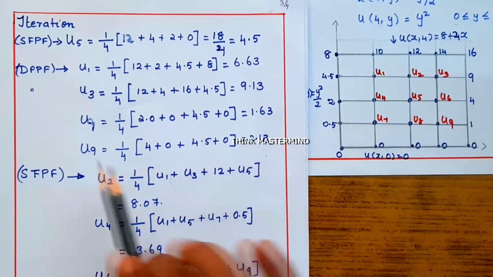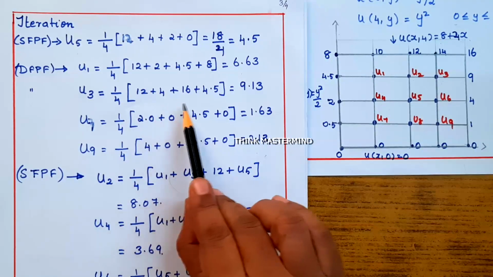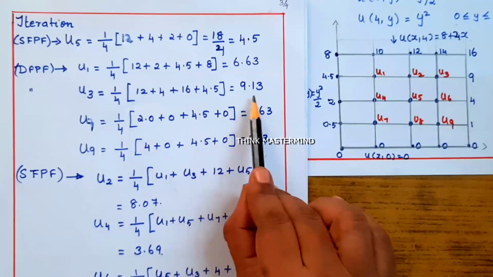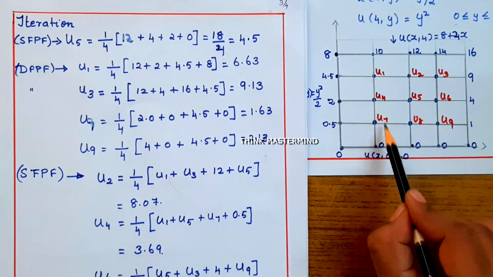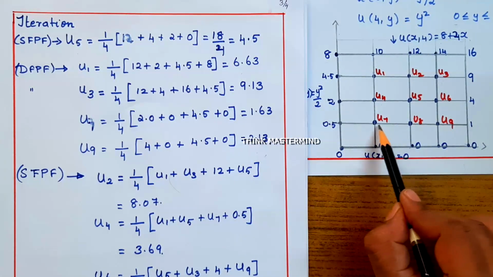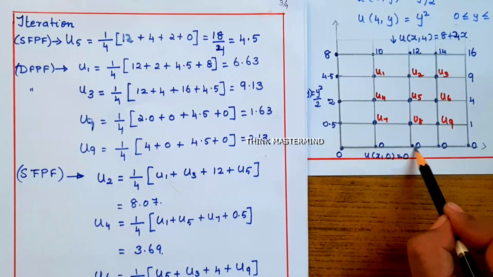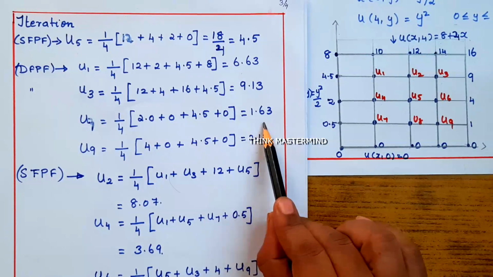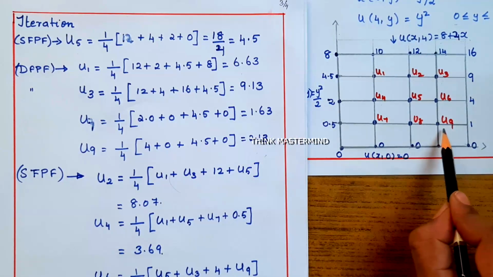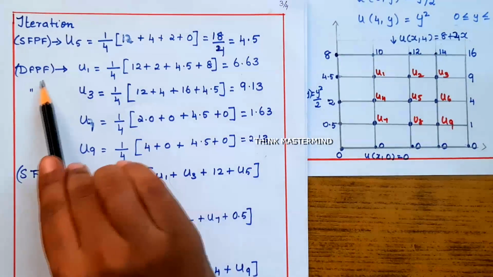Therefore, u3 is equal to 1 by 4 times (12 plus 4 plus 16 plus 4.5), that is 9.13. Similarly, I am now going to find u4. Next u7, because if you find u7, you know the diagonal values u5, 0 and 0 plus 2. So, u7 is equal to 1.63. Similarly, I am going to find u9 by using the diagonal 5-point formula.